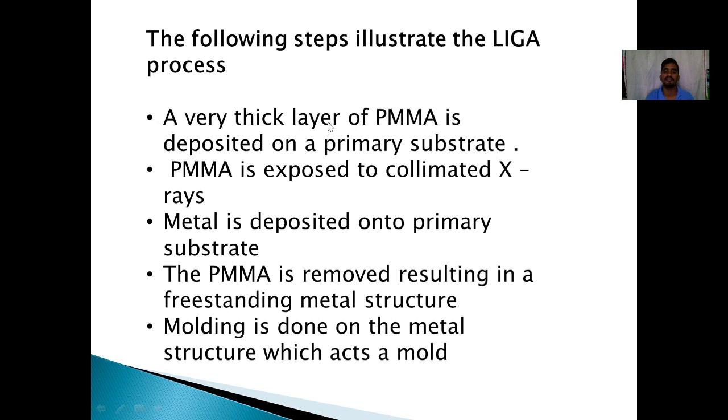A very thick layer of polymethyl methacrylate is deposited onto a primary substrate. Then the required portion of the polymethyl methacrylate is masked while the unwanted portion is unmasked. When it is exposed to collimated X-rays, it removes the unmasked layer, leaving the required polymethyl methacrylate. When metal is deposited onto the primary substrate and the polymethyl methacrylate is removed, it produces the required freestanding metal structure. Using this freestanding metal structure, we can proceed to a molding process.